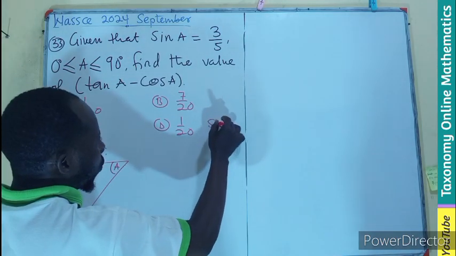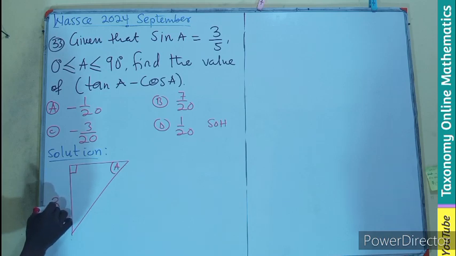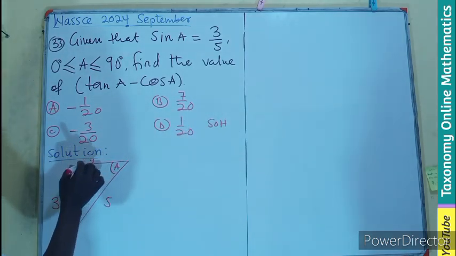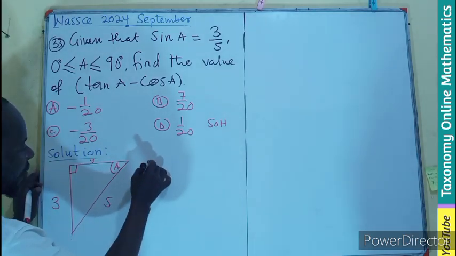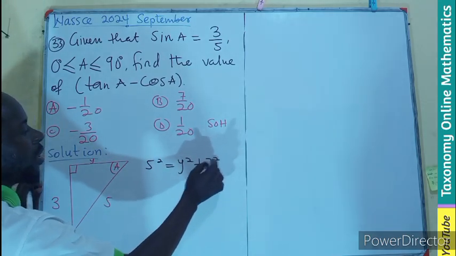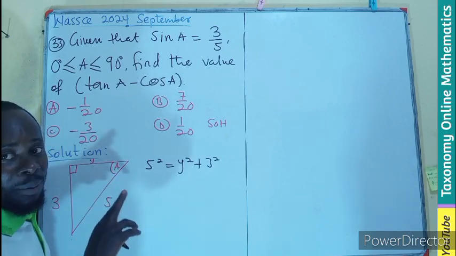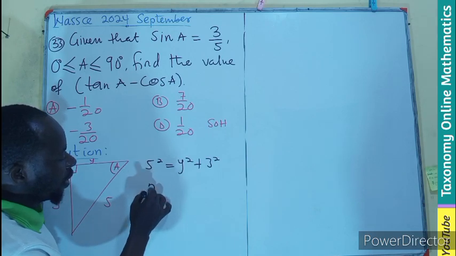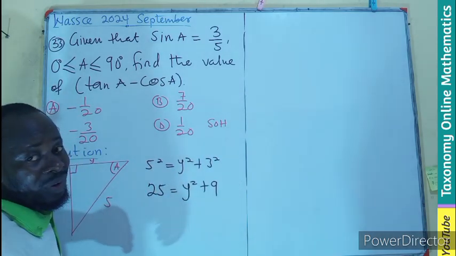Sine is opposite over hypotenuse. Opposite is the first one, so 3. The hypotenuse is what? 5. So let's put here y. From Pythagoras theorem, we can say that 5 square equals y square plus what? 3 square. The square of the longest side equals the sum of the squares of the two shorter sides. So 25 is the 5 square, y square plus what? 9, which is the 3 square.